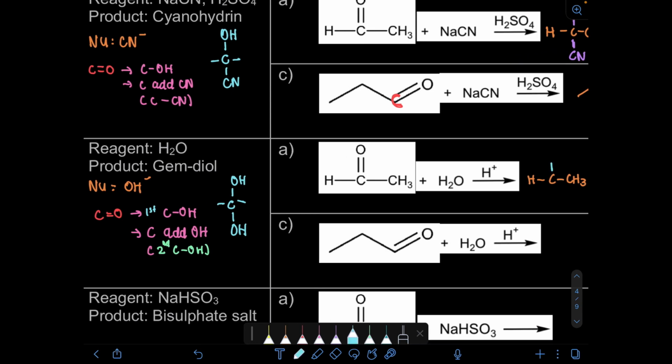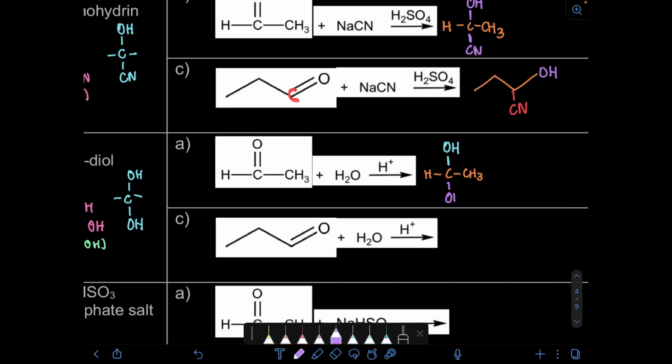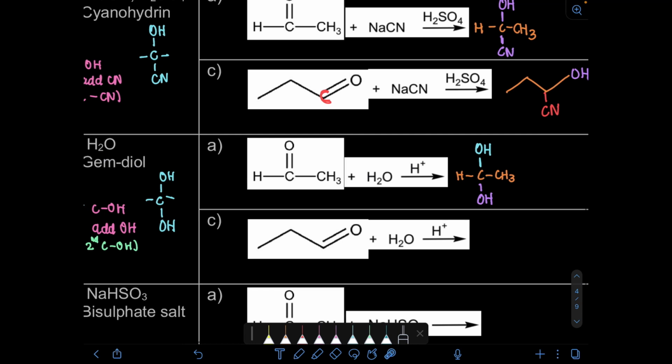So dia akan jadi COH. But then when you check our carbon here, baru ada 1, 2, 3 bond. So ada lagi satu bond tu nak akan tambah apa? We're going to add our nucleophile, dalam kes ni is our OH. So previously CN kan nucleophile, dalam kes ni OH. So this is actually our gem diol.